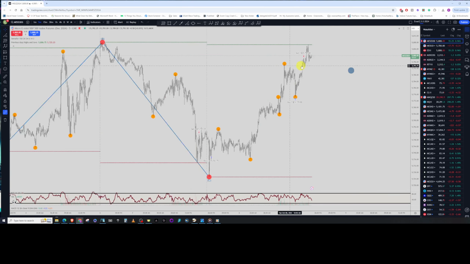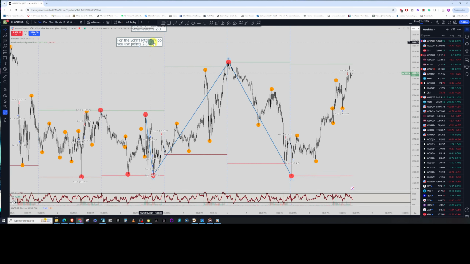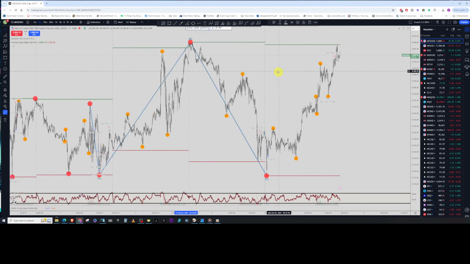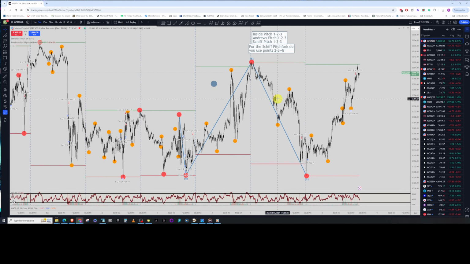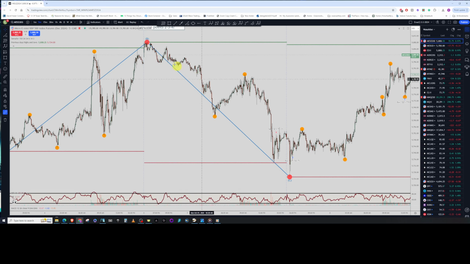I am looking at, because I put some notes up here, to remind myself: all these right now, I changed the inside pitchfork from points 2 through 4 to points 1, 2, and 3, because I found one time in points 2, 3, and 4 where it did not work. So I'll show you all what 1, 2, and 3 looks like now. And then the shift pitchfork, I am thinking about moving it to points 2, 3, and 4 rather than using points 1, 2, 3. What it is, it's just an ABCD trade for the shift pitchfork.